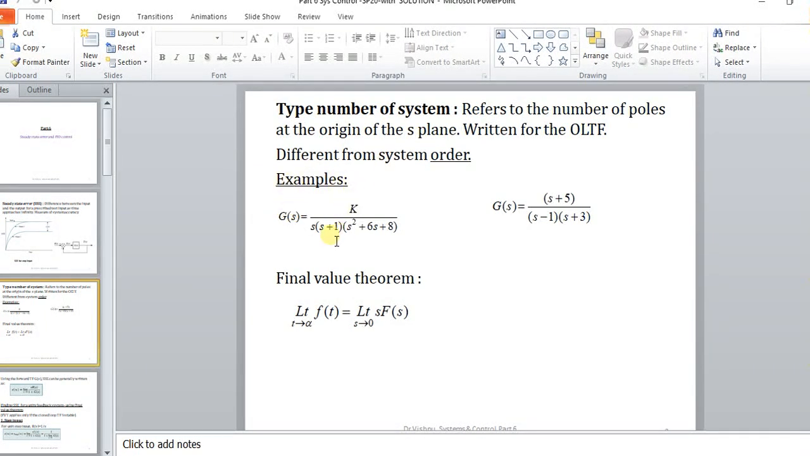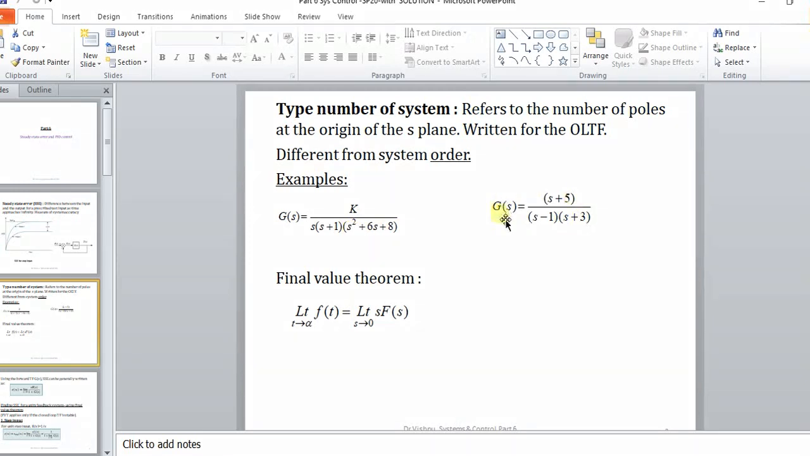Let us see some examples here. The first transfer function is K over s plus 1, s square plus 6 s plus 8. If you see this transfer function, here there is one s. That means this s has a pole at s equal to 0. Since we have only one such pole, this system has a type number of 1. But if you look at the same system's order, it is fourth order because we have s square, again s square, so s power 4. So for this system the order is 4, whereas the type number is 1.